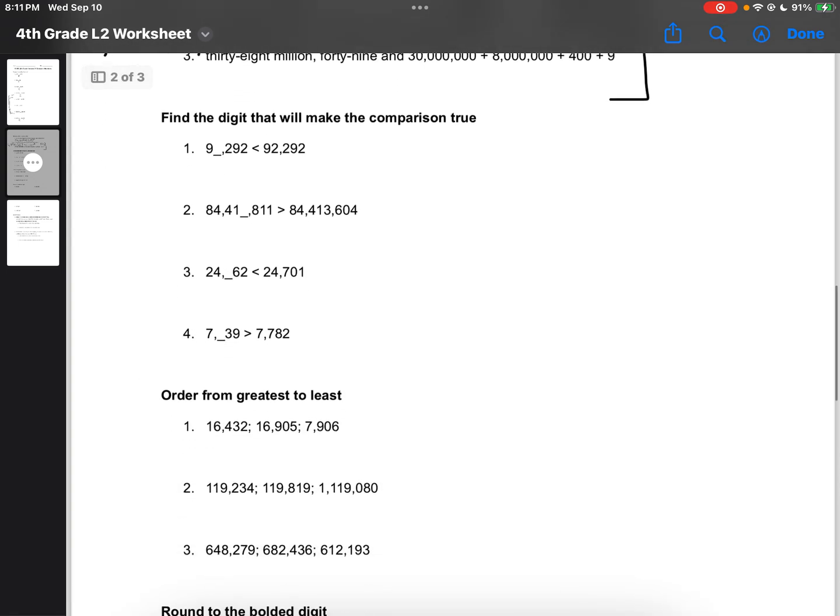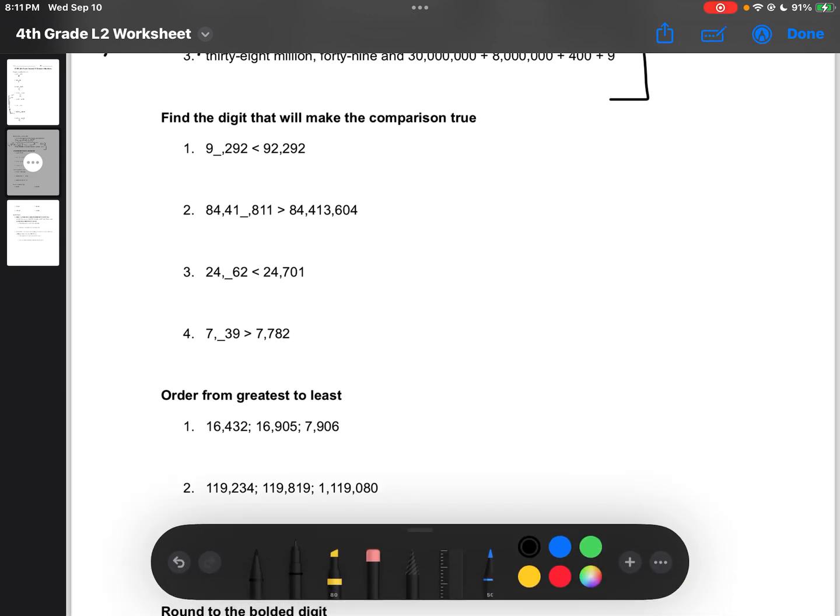Alright, next section. Find the digits that will make the comparison true. So for number 1, we have 9 blank 292 is less than 9,292. So we see all the digits are the same except for that missing digit. So we need to make it less than 2. How do we make it less than 2? It needs to be any digit lower than 2. So any possible answers are 91,000 or 90,000.